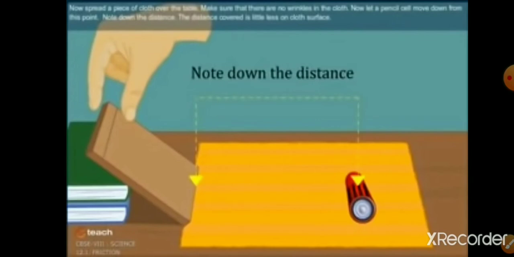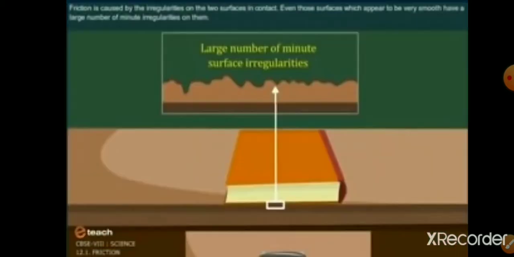So, what do you find? What is the distance moved now? Children, you will see that the distance moved when the cloth was applied will be less as compared to the distance when the book was on the table. Friction is caused by the irregularities on the two surfaces in contact.